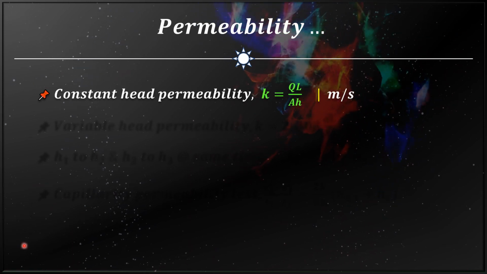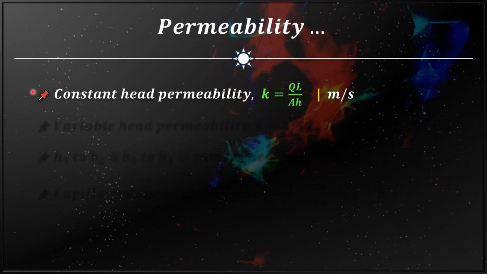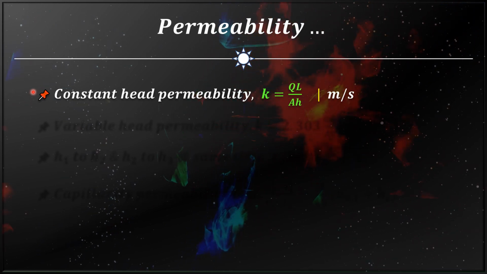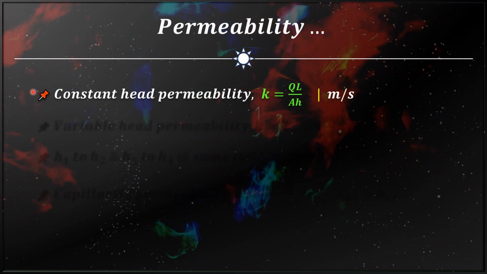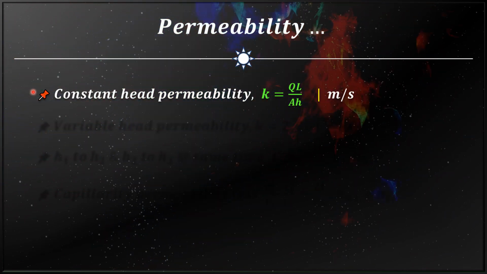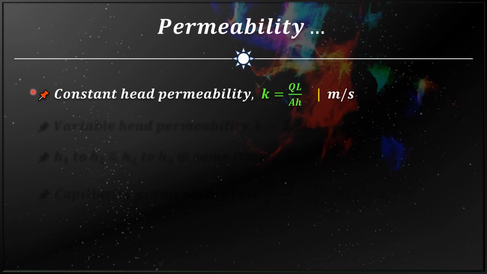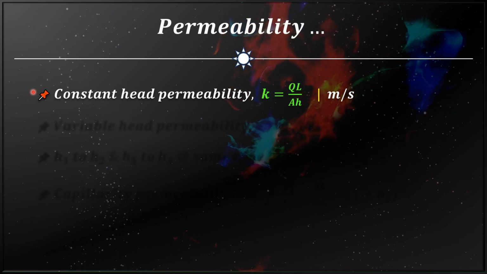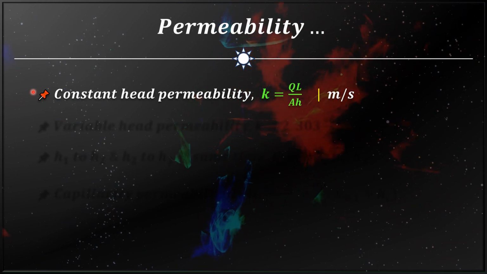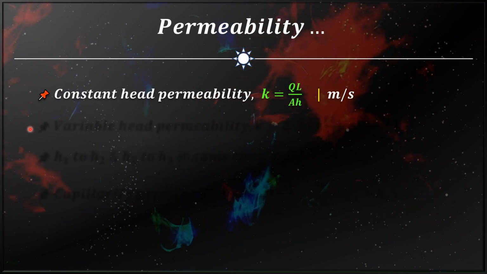So first we shall continue with the permeability, and then we shall move to seepage. And there are two things in permeability. One is constant head permeability, another is variable head permeability. Constant head is used when we are using sand or coarse grained soil, and when we use only the clay or very fine grained soil, we use the variable head permeability.